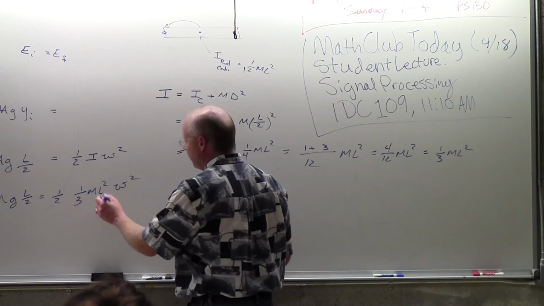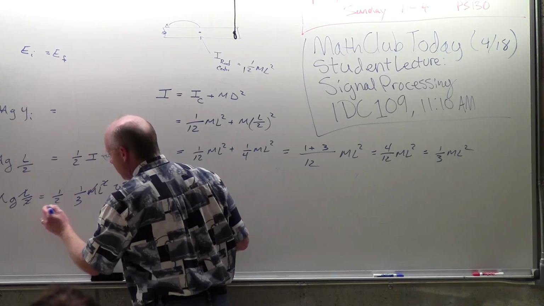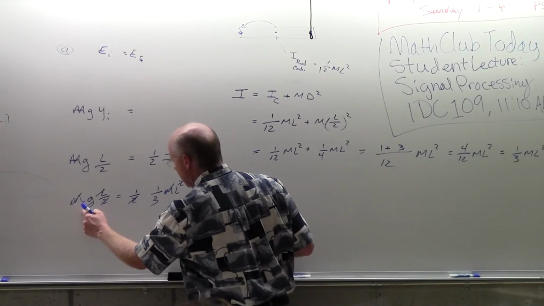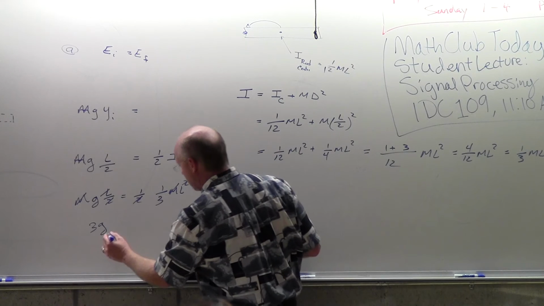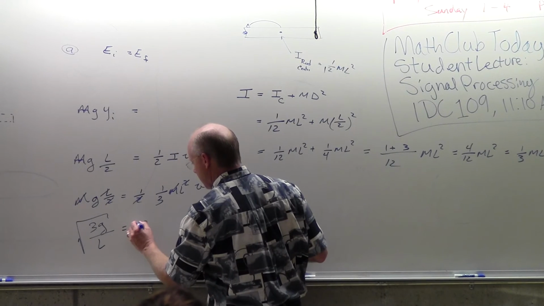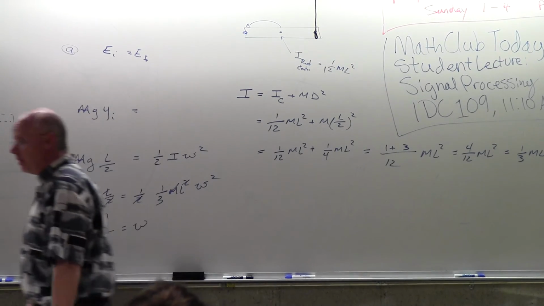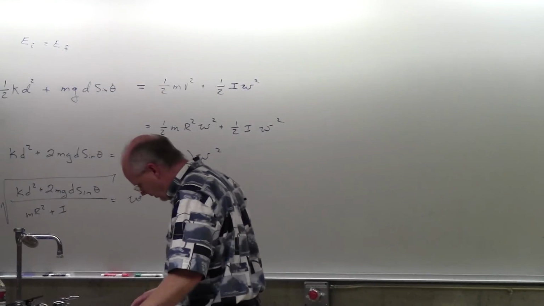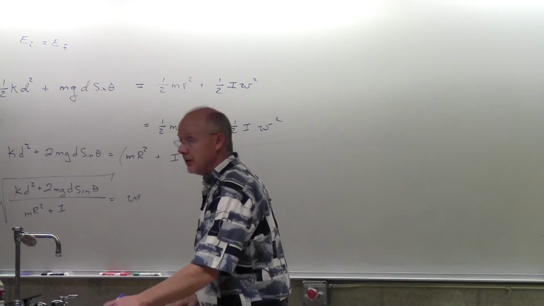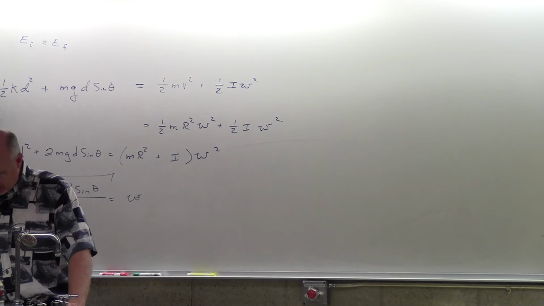So now if we start to solve some of this, a few things cancel, and we get the square root of 3 times g divided by L equals omega. And so there is the angular speed. Now I can't remember if they gave us any numbers or if we're just going to have to leave it in symbols. Yeah, they didn't give us any numbers there. So this is its angular speed as it gets to that horizontal position.